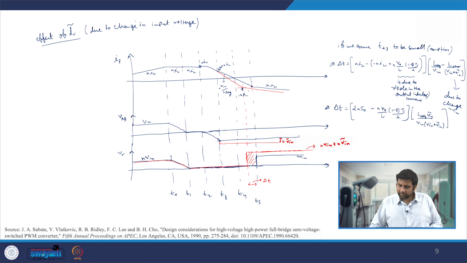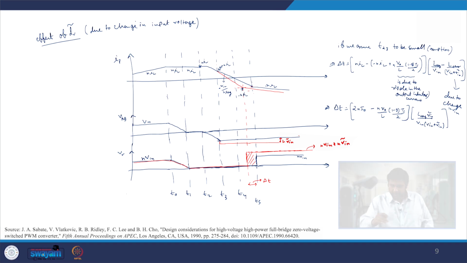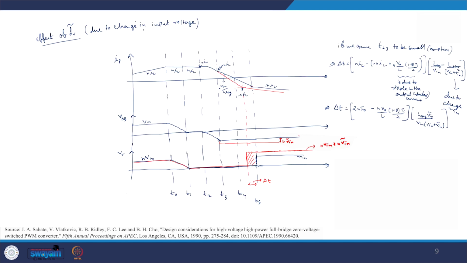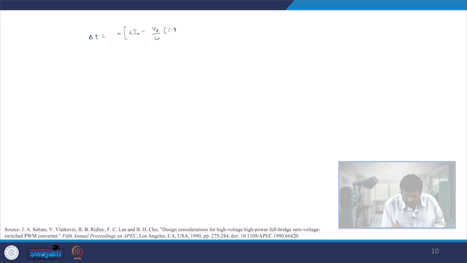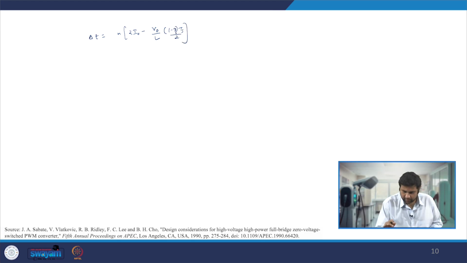V in, and this we can easily write like this. Now this particular term we can then further simplify, and then we can write down delta T to be, and we can take it out, we can write 2 I naught minus this term minus V naught by L 1 minus d Ts by 2, this will be L leakage V in tilde divided by V in multiplied by V in plus V in tilde.